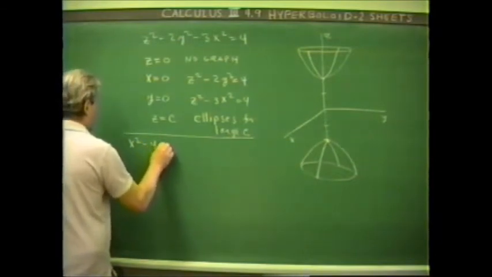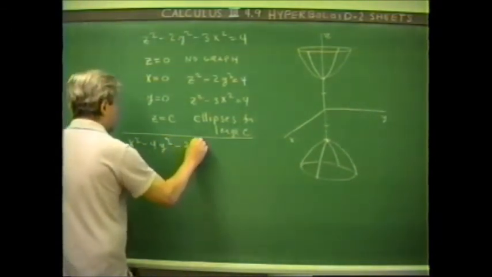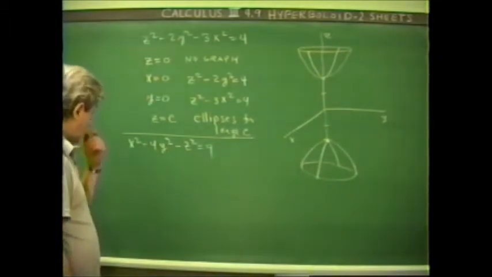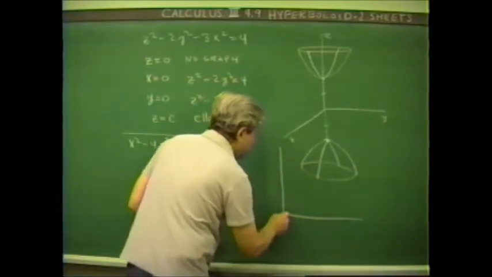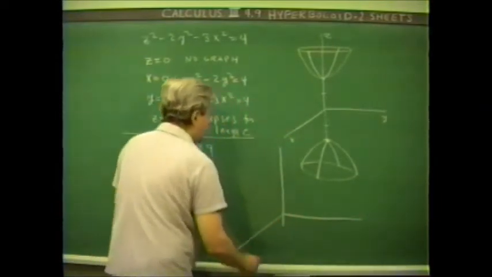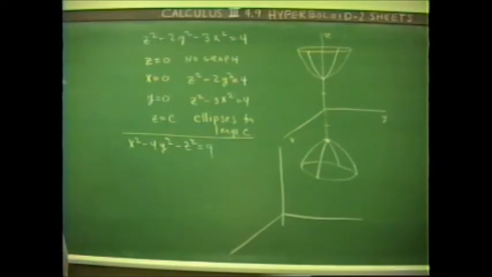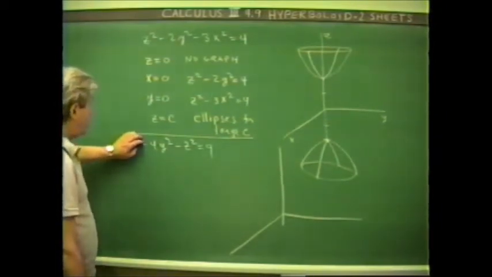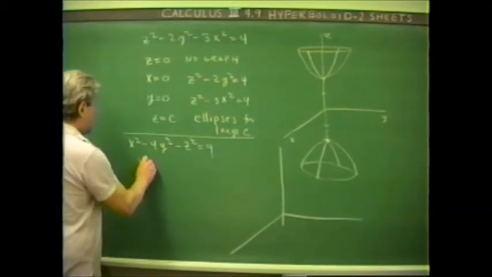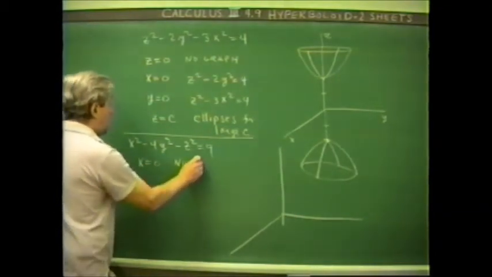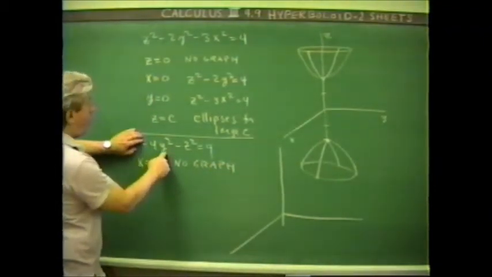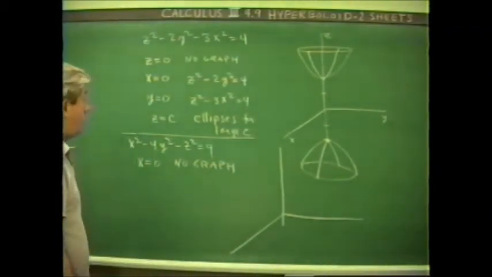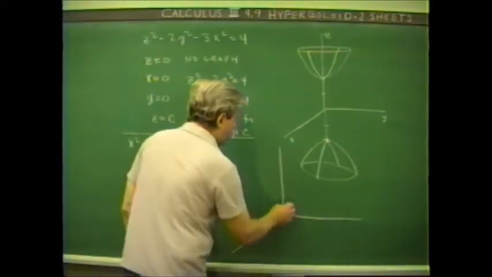x squared minus 4y squared minus z squared is equal to 9. Okay, let's look at the graph of this. When x is equal to 0, there's no graph, because we can't have minus 4y squared minus z squared adding up to a positive quantity 9. So when x is equal to 0, there's no graph here in the yz plane.